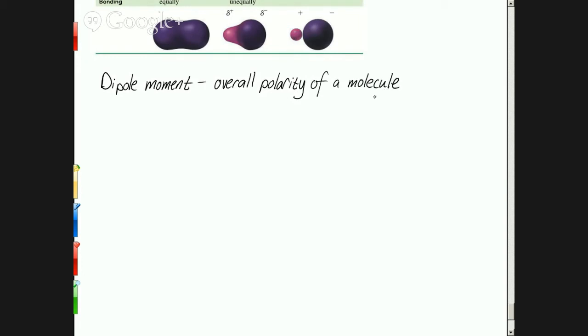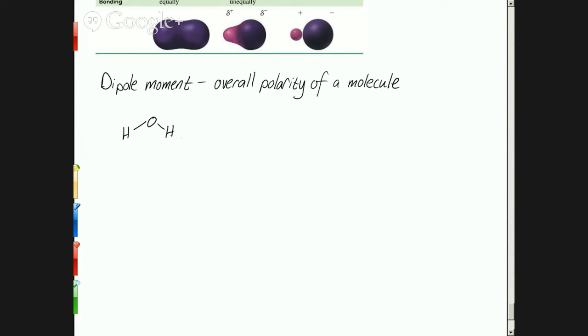One thing that we can talk about with this is what we call the dipole moment, which is just a way of talking about the overall polarity of a molecule. Let's take water, for instance. Structure of water looks like this. Again, we're not going to get into the molecular shapes part, but water is bent. It has about a 105-degree angle there.